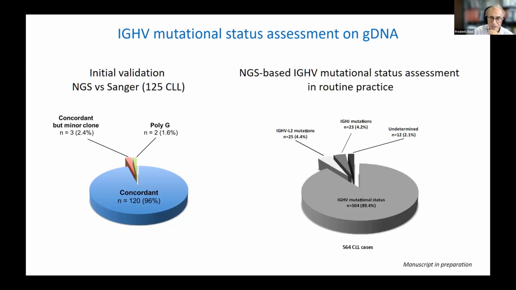Then we started to use it prospectively in the cases that we had in the lab. And as you can see, in almost 90% of cases, we could assess the IGHV mutational status. There were about 10% of cases where we could not, either because they had no PCR product, or because of mutations either in the 5' or the 3' primers.